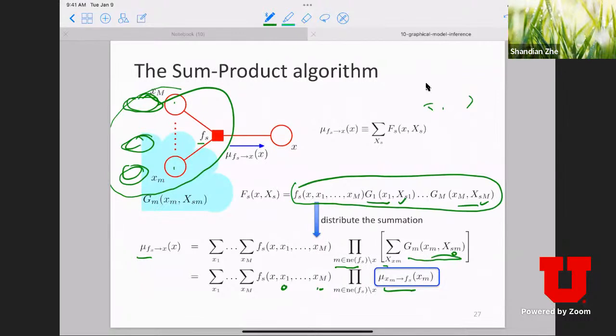And this guy essentially is the message sent by the neighboring factors to each child x1 to xm. Remember, this is a factor. This is a bipartite graph, right? So that means immediately along with xm is a factor. So this is essentially a message sent from its child factor to xm. In this way, we got a recursive rule to compute a message from a factor to a variable.